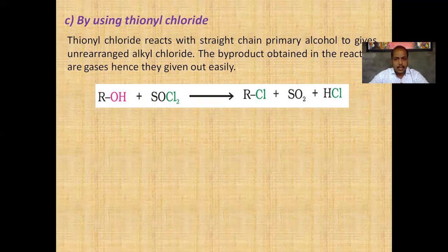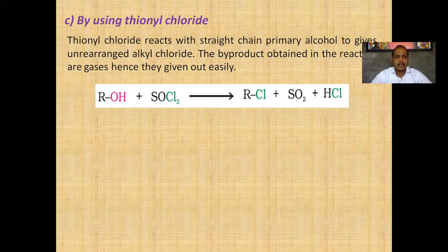So when we use straight chain primary alcohols, whatever straight chain is present in that alcohol will be converted into that alkyl chloride. That's why this special method is used. Here in this method, two byproducts are obtained. Which are they? These are SO2 and HCl. Both are gases, so they are given out from the reaction mixture easily.